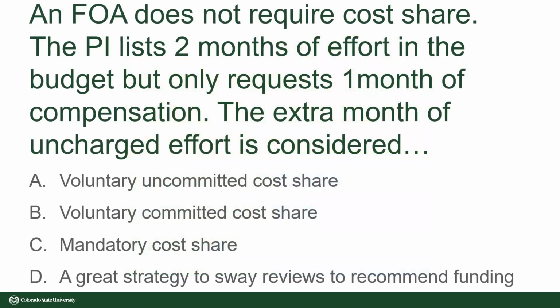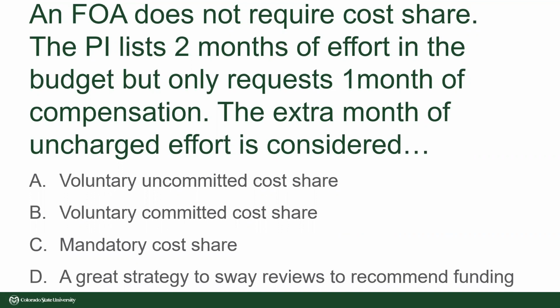Here is a question that was submitted by one of you, and this was a timely place to include this question. So an FOA, remember, funding opportunity announcement, does not require cost share. The PI lists 2 months of effort in the budget, but only requests 1 month of compensation. So the PI basically tells the agency, I'm going to work for 2 months, but you only have to reimburse me for 1. The extra month of uncharged effort is considered A, voluntary uncommitted cost share, B, voluntary committed cost share, C, mandatory cost share, or D, a great strategy to sway reviews to recommend funding.